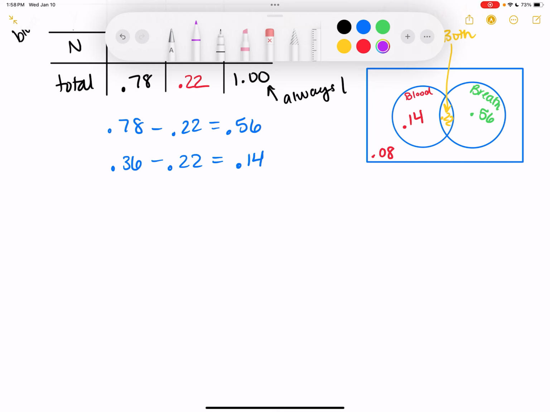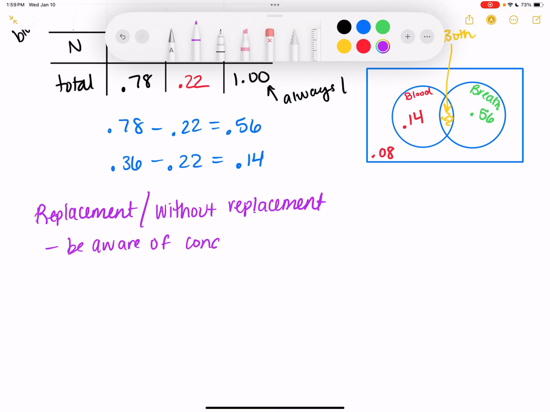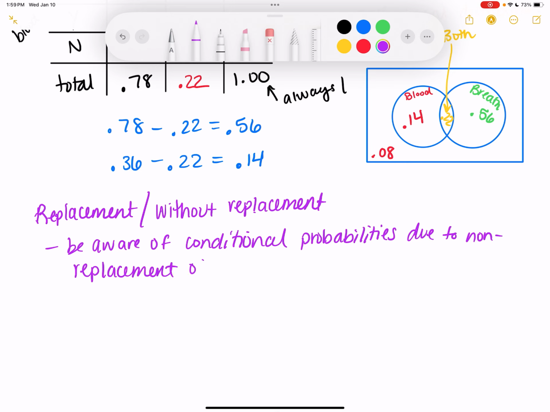All right, replacement and without replacement. So, be aware of conditional probabilities due to non-replacement of possible outcomes. Think it through.